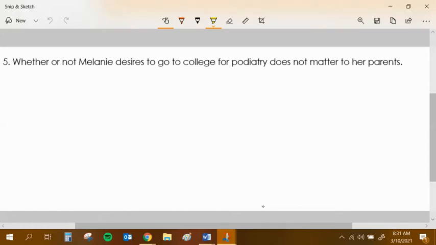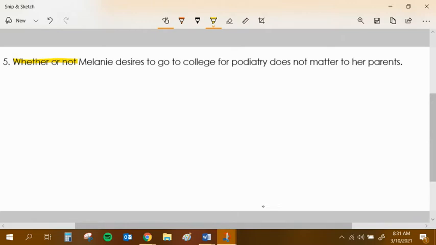Diagram number 5 reads, whether or not Melanie desires to go to college for podiatry does not matter to her parents. So once again, the name in your sentence might be different, but you get the point. So I'm looking for my noun or my nominal clause, and it begins with whether or not. So whether or not is an interrogative, which is treated like an expletive because it doesn't serve a grammatical purpose. So we're going to end up floating it when we diagram it.